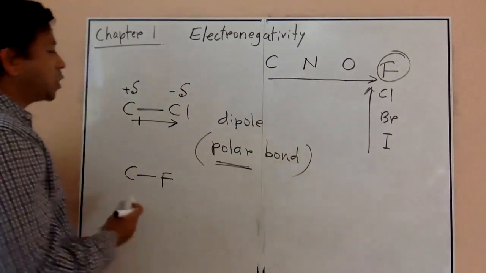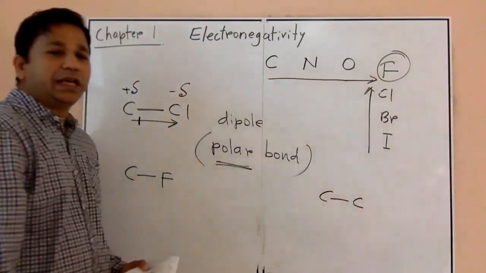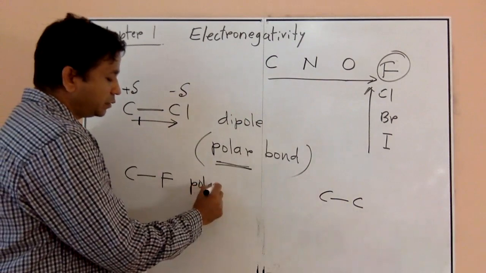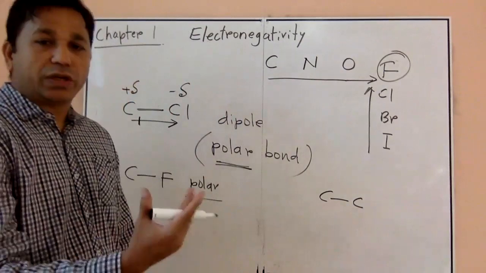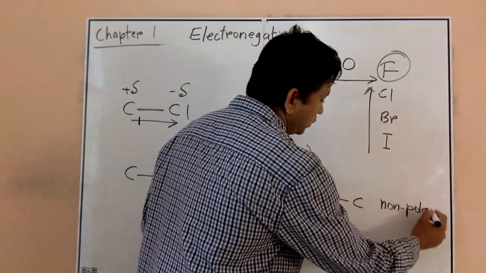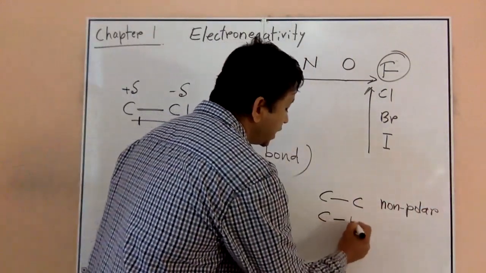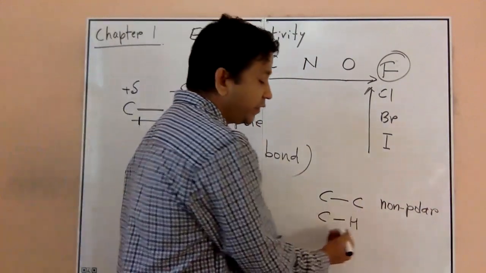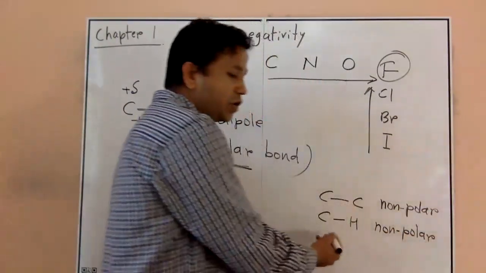What about a carbon-carbon bond? Is a carbon-carbon bond polar or non-polar? They have equal electronegativity. There's no difference, so that's why this is non-polar. The same is true for a carbon-hydrogen bond. That bond is non-polar because there's no difference in electronegativity of carbon and hydrogen, so it's also non-polar. So polar bond, non-polar bond.